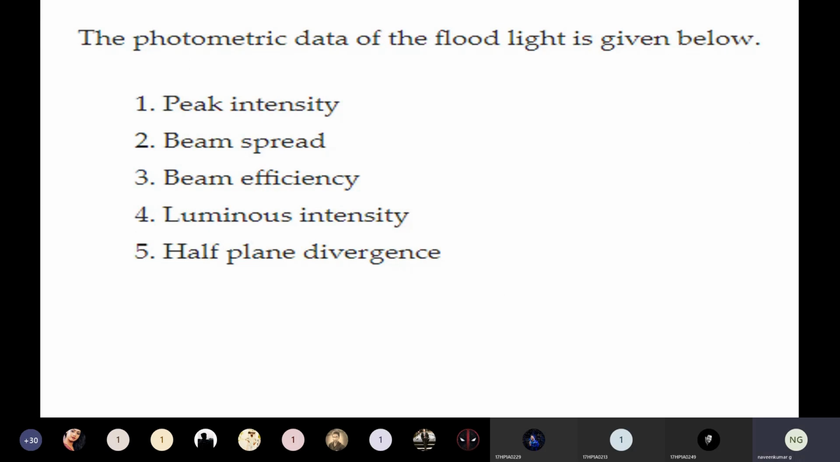So we require some photometric data before we design a floodlight. There are 5 photometric data that you need to collect before you design a floodlight. What are they? Number 1 is peak intensity. Number 2, beam spread. Number 3, beam efficiency. Number 4, luminous intensity. Number 5, half plane divergence. So let's understand these 5 concepts.